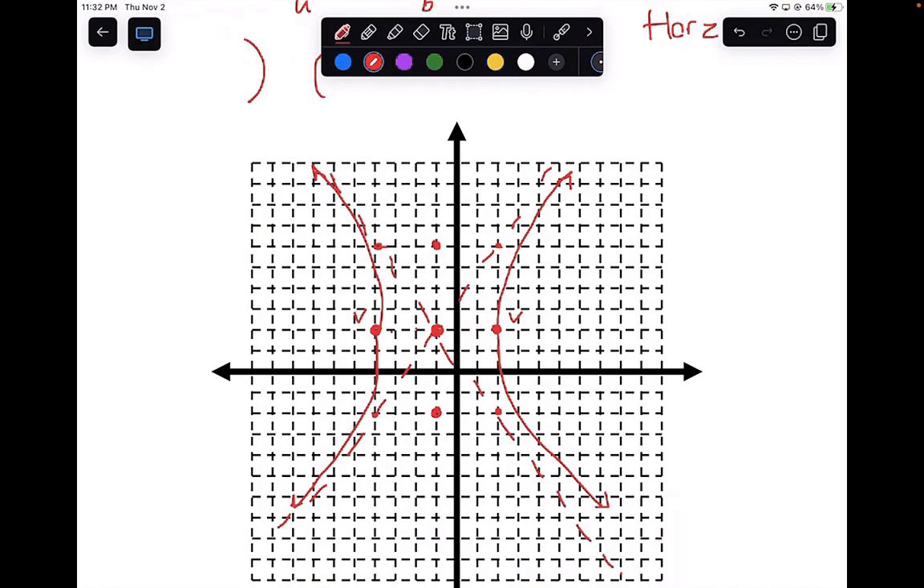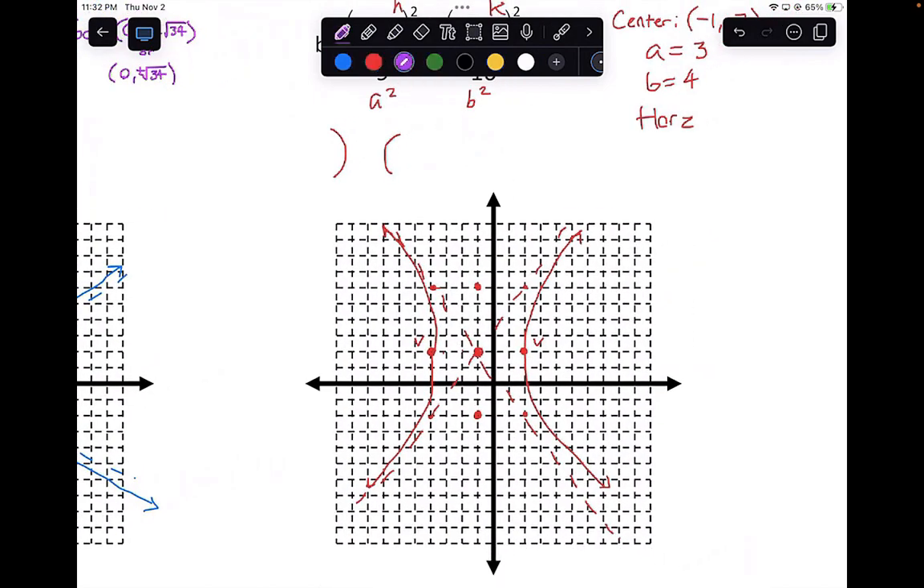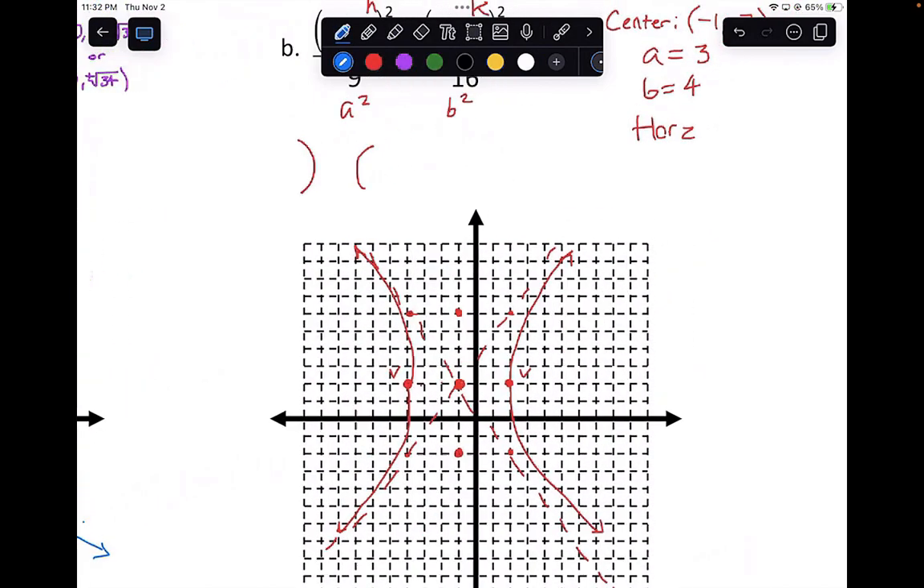First of all, making sure it's opening the right way, the center is in the right spot, and the vertices and slopes all match up. So that'll be that. Let's go back here real quick and get the foci points.